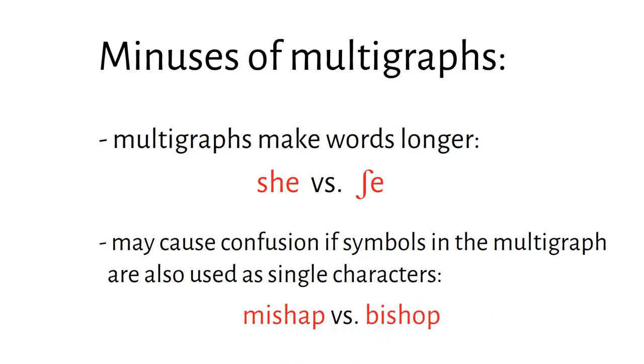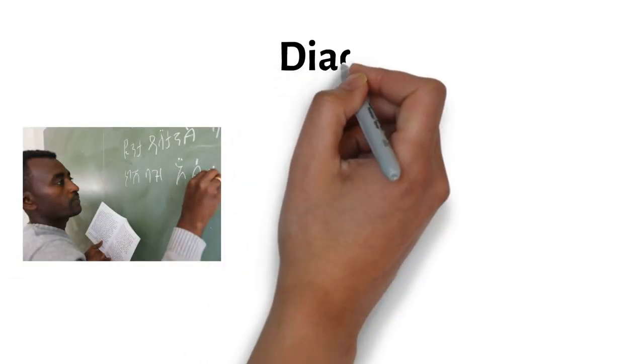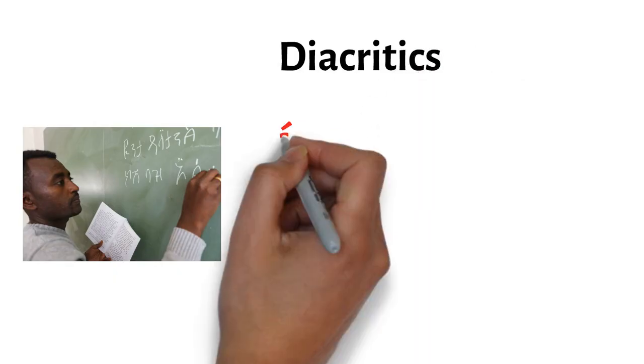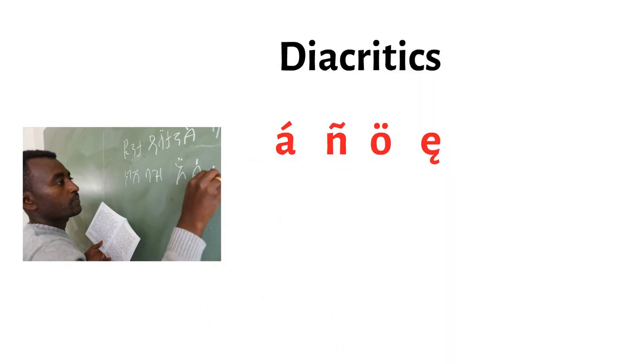I see that some graphemes are single symbols, and other graphemes can be multiple symbols, multigraphs. Is there another kind of grapheme? Right. The other kind of grapheme is a symbol with a diacritic added. This could be an accent mark or tilde or some other mark on top of or beneath a vowel or consonant.